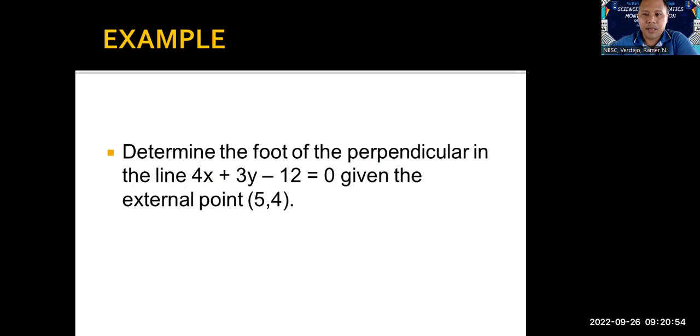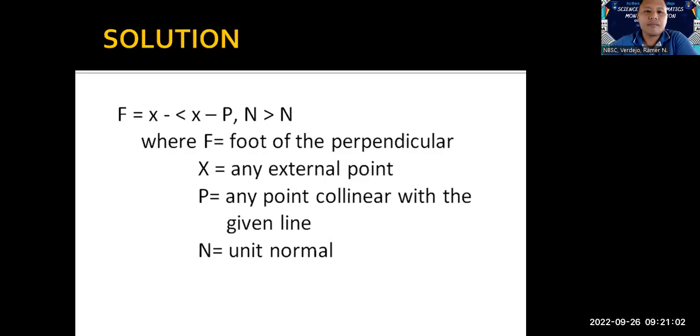So let's have a sample problem. Determine the foot of the perpendicular in the line 4x plus 3y minus 12 equals 0 given the external point (5, 4). So this is the formula that we are going to use. Okay. So this is a different approach. It involves the use of vectors. Take note that the variable F here represents the foot of the perpendicular. The variable X represents any external point. P is any point collinear with the given line, and N is the unit normal.